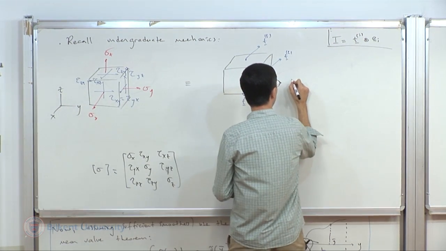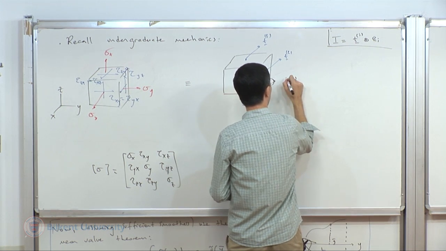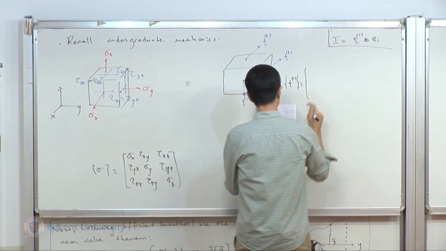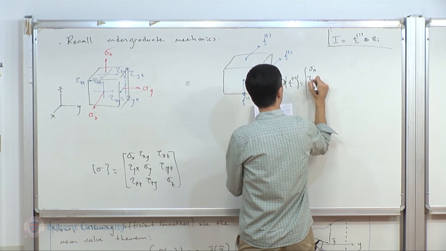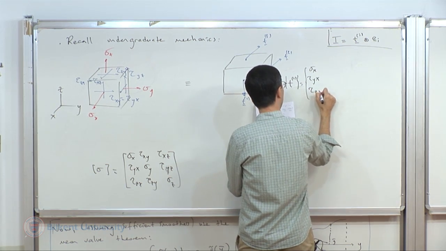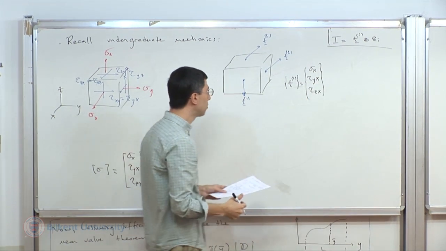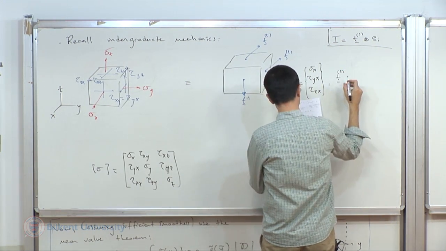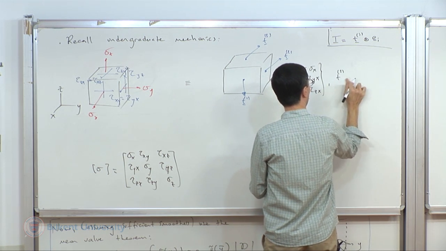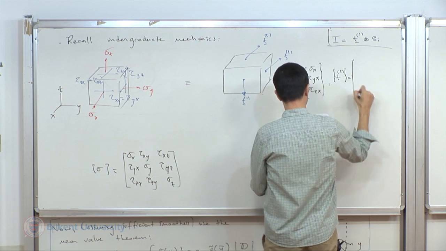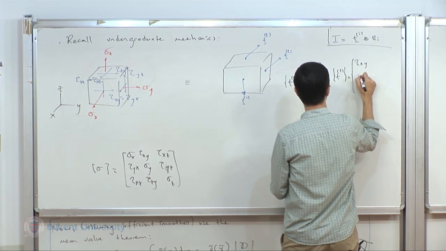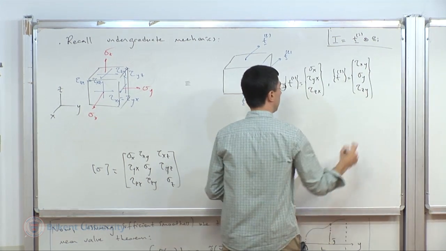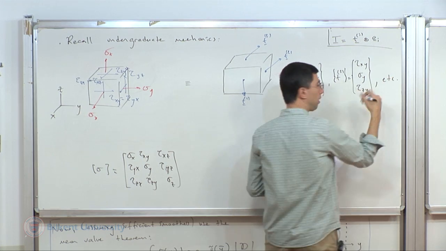So T1 must be equal to sigma x, tau yx, tau zx. Here I'm using the fact that tau yx is equal to tau xy. Okay. T2 is equal to tau xy, sigma y, tau zy, etc. And then you can write the third one.